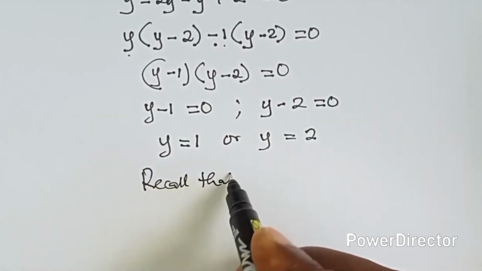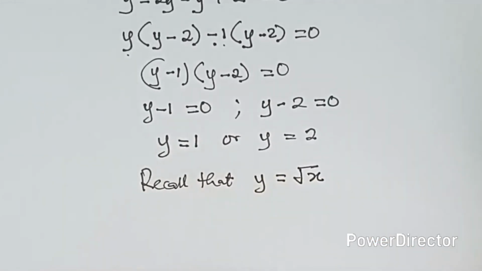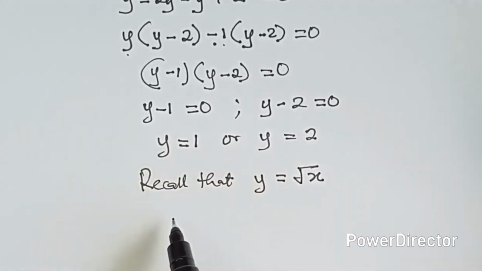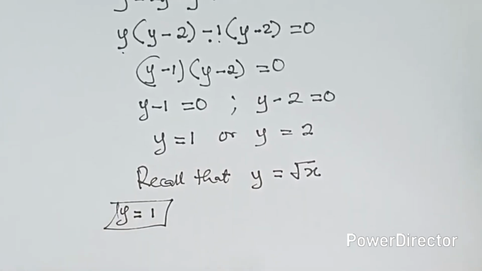Now let's recall that y equals square root of x. It means anywhere we see y, we can write 1 or we can write 2. So let's start with 1. If y equals 1, what will be our x?